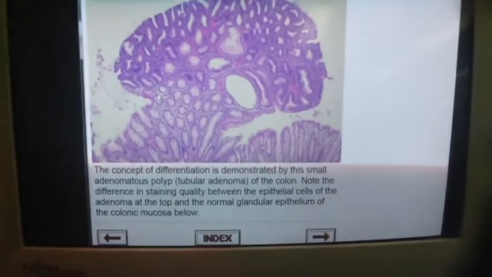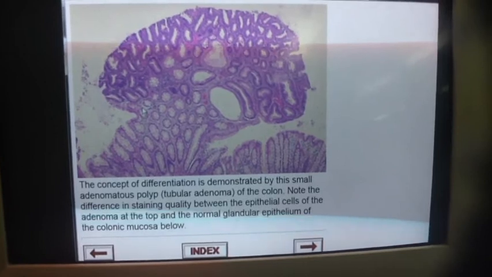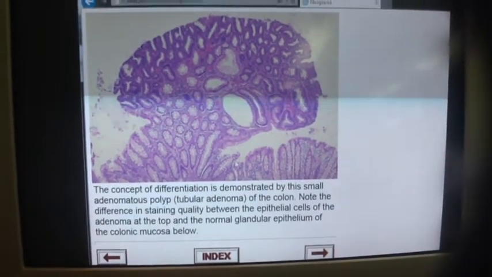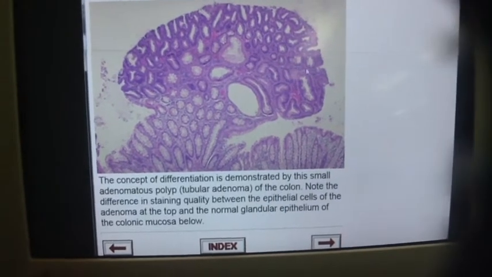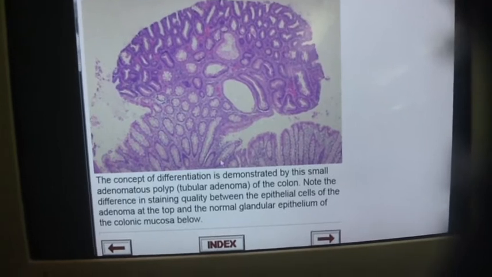The topic of neoplasia, part 2 lab. The first slide we have is colon polyp. This is the colonic mucosa, and the polyp is an elevation or a projection of the mucosa toward the lumen. This is called colonic polyp.